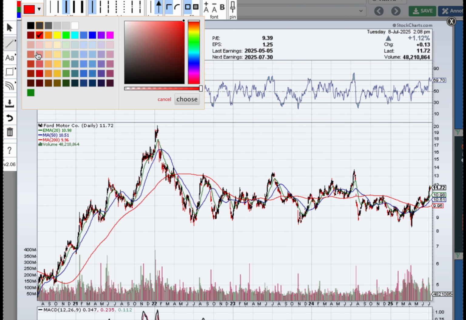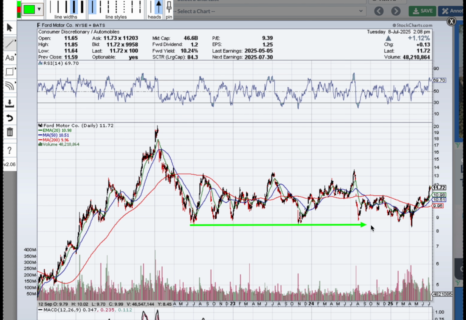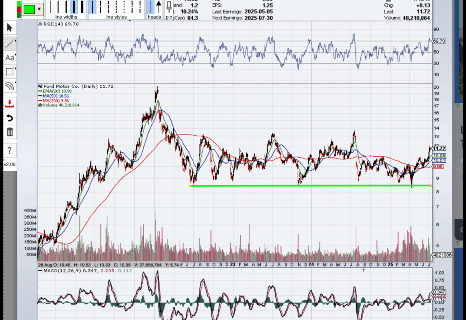So I'll pick a green line. Drop down, click green. Make it a pretty thick line. And what I'm going to do is draw it here at the bottom of this. Can make this arrow go away. Take that off. So check this out. You see it, the price bounces right here, bounces there, again, and again. What's this called? This is called support line.